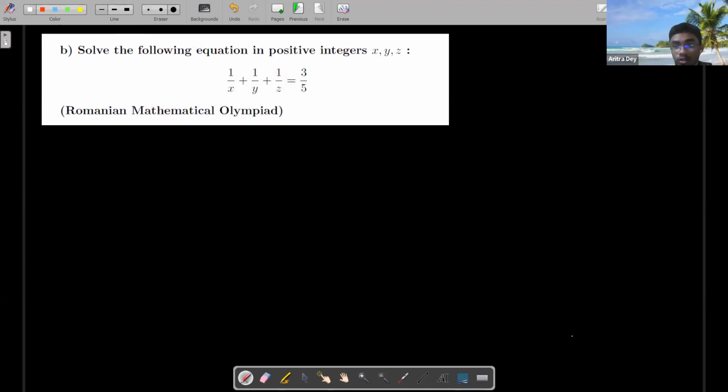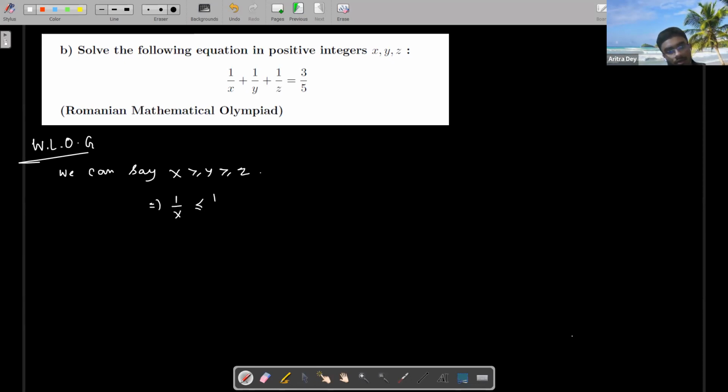So what did we finally find? We find that without loss of generality, we can say x is greater than y greater than z. Now I am taking the reciprocal of it. So 1 by x is lesser than 1 by y lesser than 1 by z. That's the thing, right?